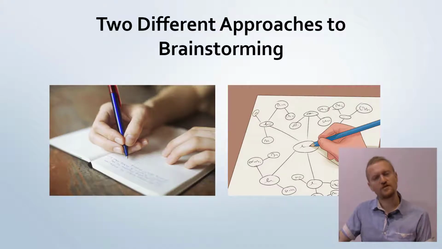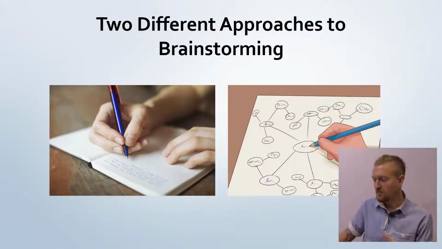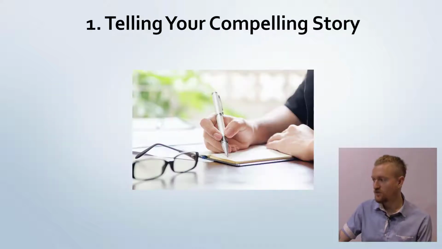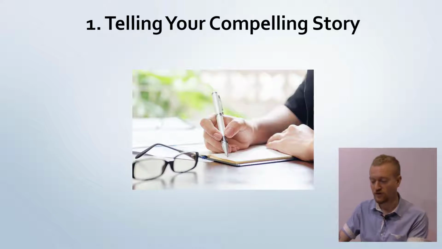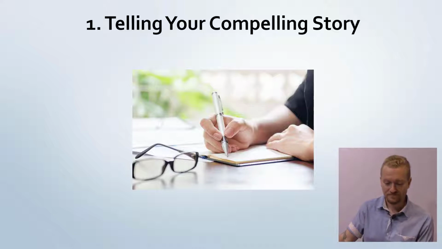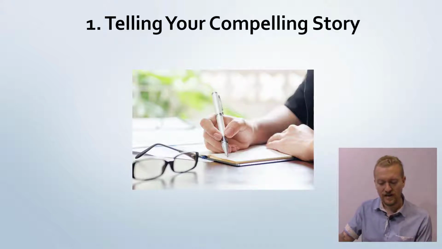First, there are 2 different approaches to brainstorming, but with this essay, because there's so many prompts, just choosing the right prompt is sort of a task in and of itself. So the first way we'll look at is how to tell your compelling story. If there's anything in your life that you think of immediately that you want to write about, this might be your first option. Maybe something that sticks out in your mind, an event from your past or a part of your background.